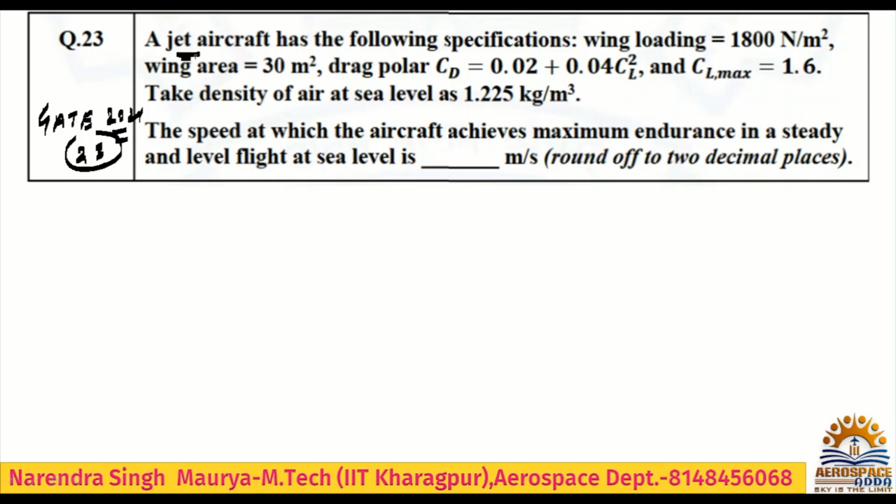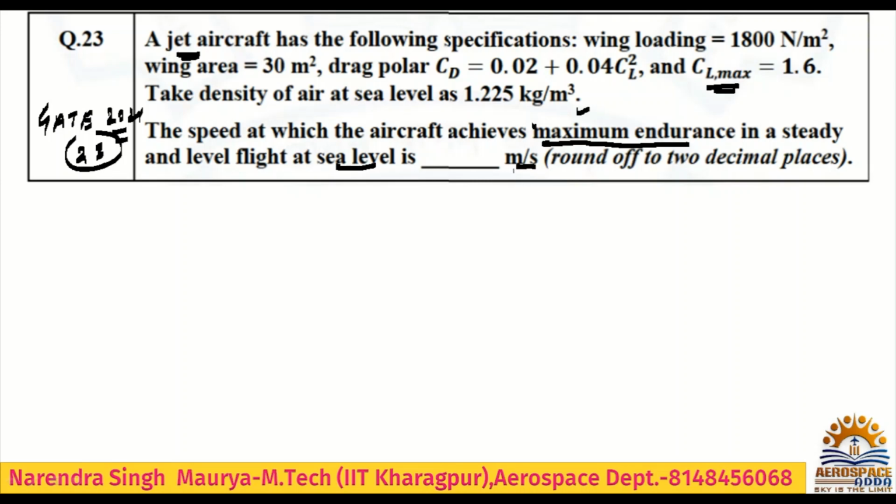Now see, if you read this problem, what they have given: a jet aircraft has the following specification: wing loading 1800 Newton per meter square, wing area 30 meter square, drag polar CD equal to CD naught plus K CL square, so 0.02 plus 0.04 CL square, and CL max also given, that is 1.6. Take density of air at sea level as 1.225 kg per meter cube. These are the given data, and what they are asking is the speed at which the aircraft achieves maximum endurance in a steady and level flight at sea level. We have to write the answer of the speed in meter per second.